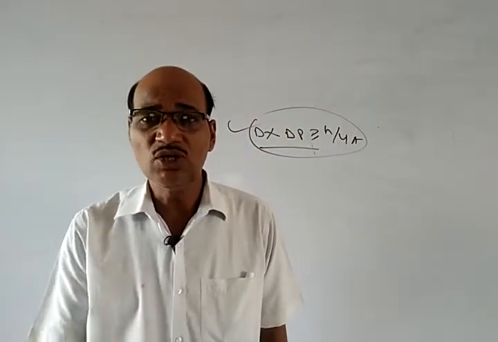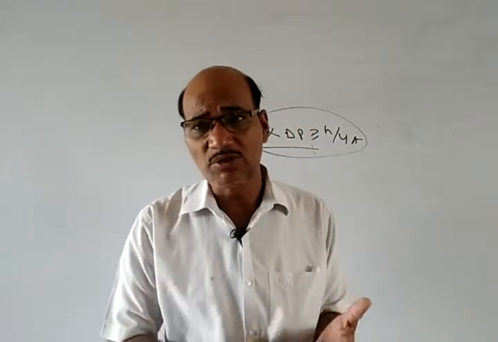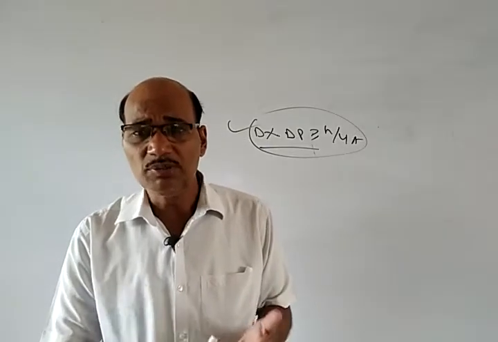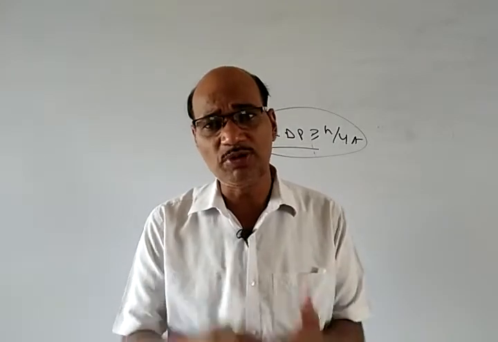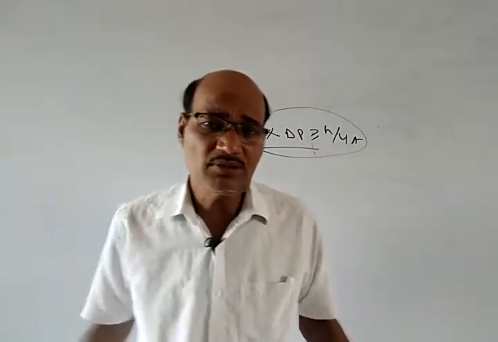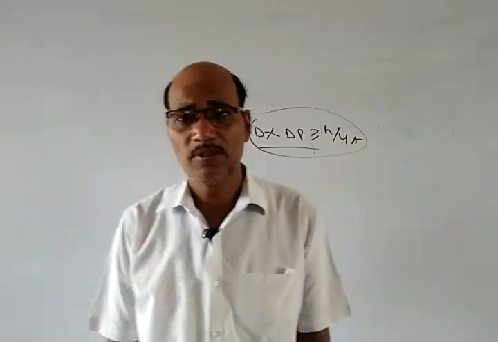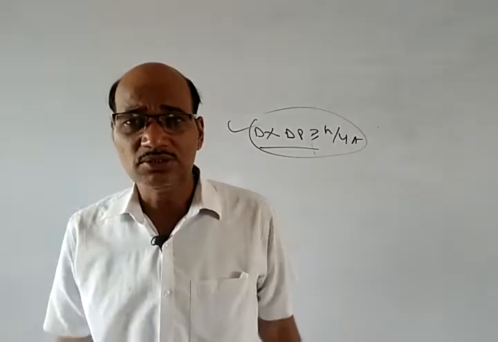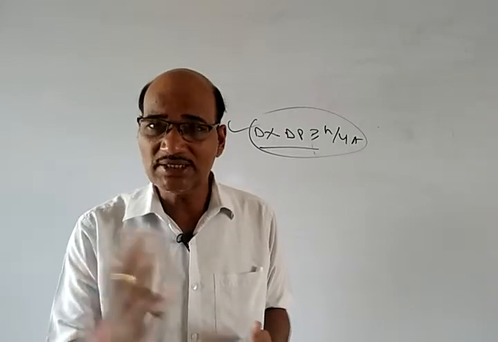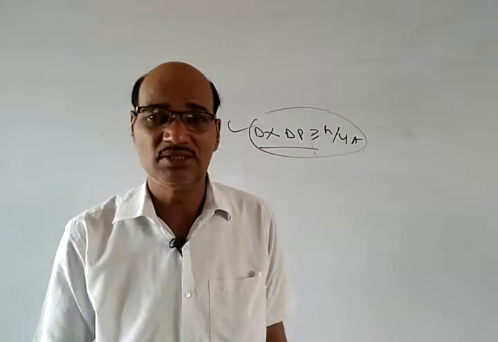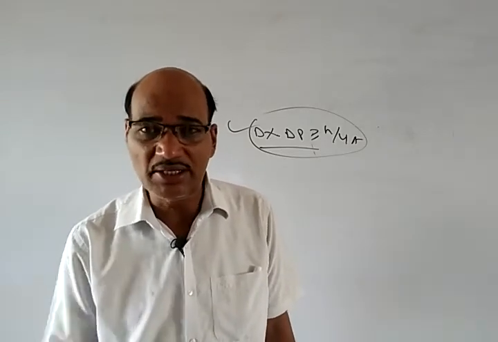Accordingly, we have seen for K cell we have 1s. For L cell we have 2s, 2p. For M cell we have 3s, 3p, 3d. For N cell we have 4s, 4p, 4d, 4f. So we have different subshells: 1s, 2s, 2p, 3s, 3p, 4s, 3d, 4f, and so on. The electrons will be filled in these orbitals in increasing order of energy, lowest energy first. That is first 1s, then 2s, then 2p, then 3s, then 3p, then 4s, then 3d, and so on.